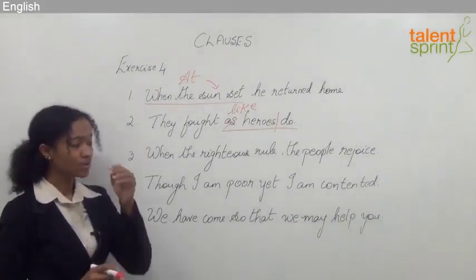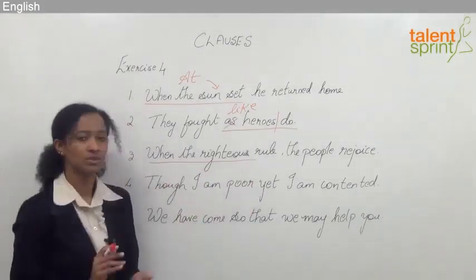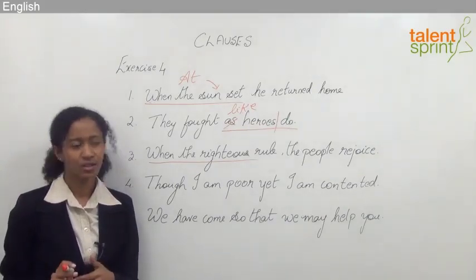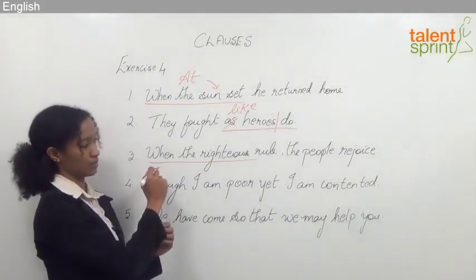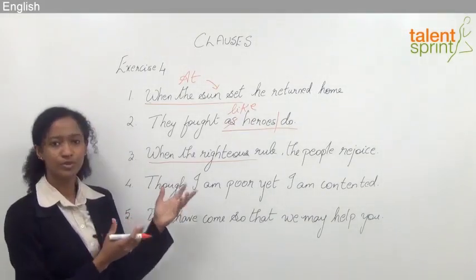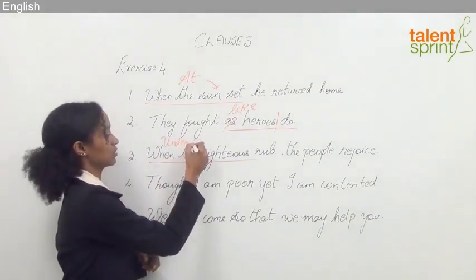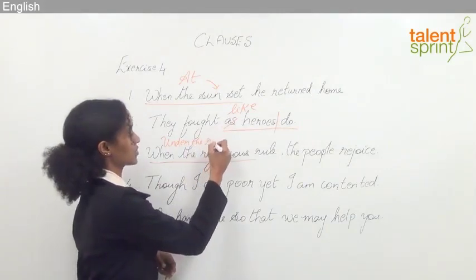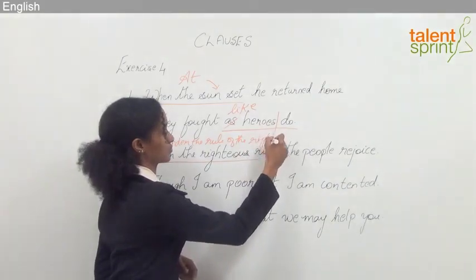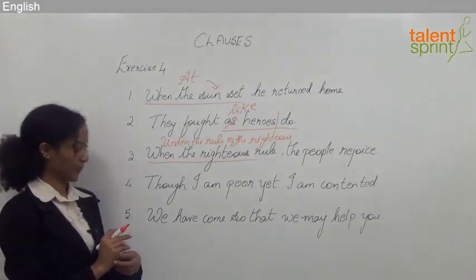When the righteous rule, the people rejoice. When the righteous rule is my adverb clause. If I have to change that to a phrase, so basically the people are rejoicing because they are under the rule of the righteous. So I can just say under the rule of the righteous, the people rejoice. Okay. Fourth one.